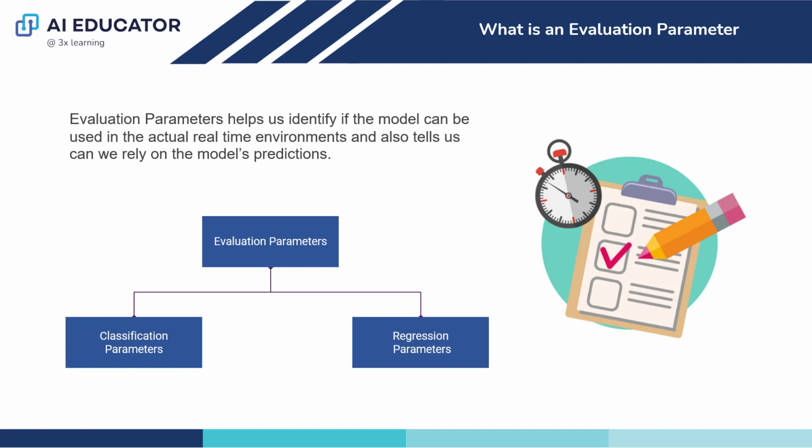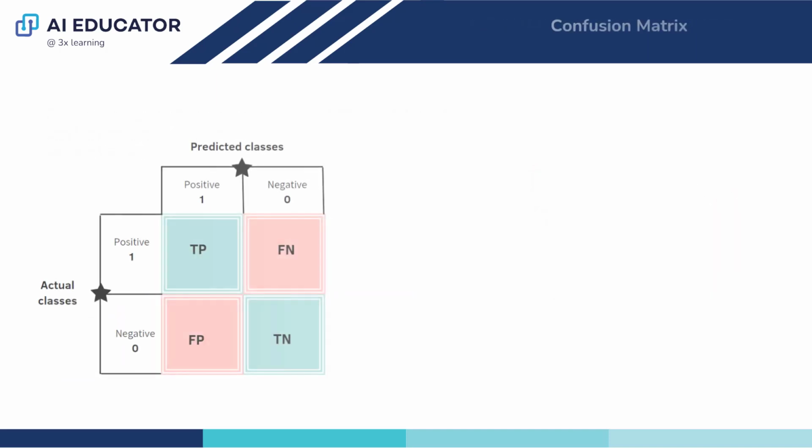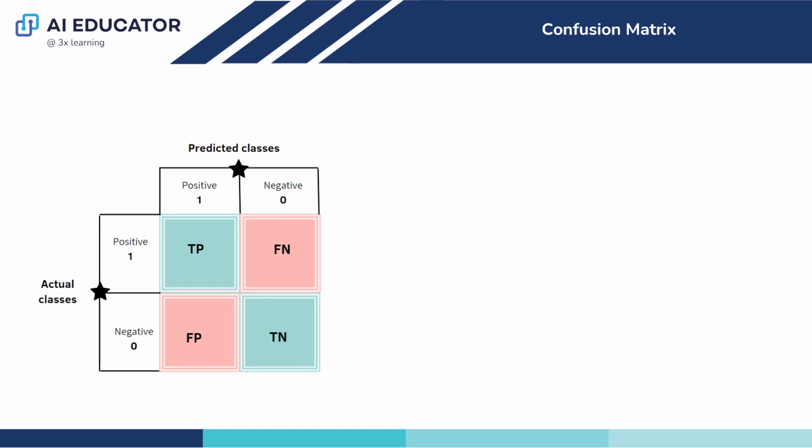Before we look into different types of classification parameters and regression parameters, let us first understand what a confusion matrix is. Confusion matrix is a technique for summarizing the performance of an algorithm. There are four scenarios that we need to know here. The first one is true positive, where actually the result is positive and the model also predicted it as positive. That is called the true positive.